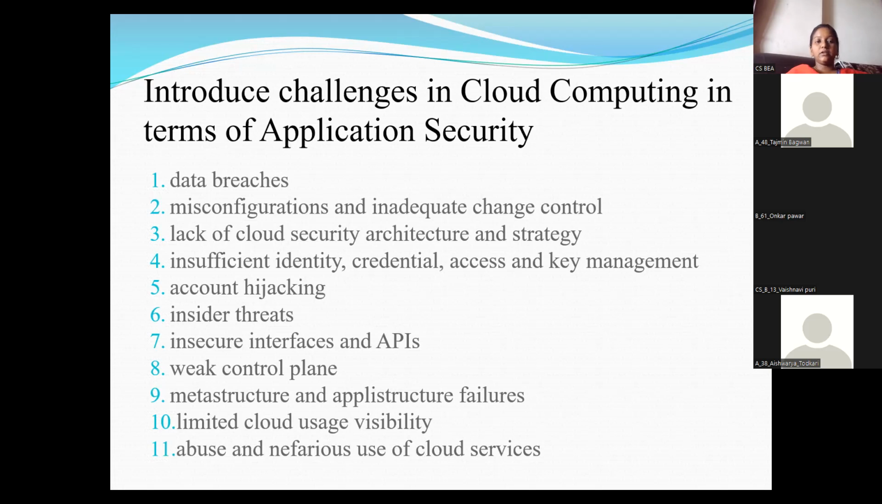Next, the 10th one is limited cloud usage visibility.